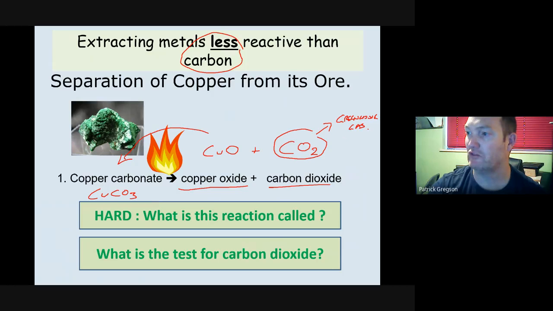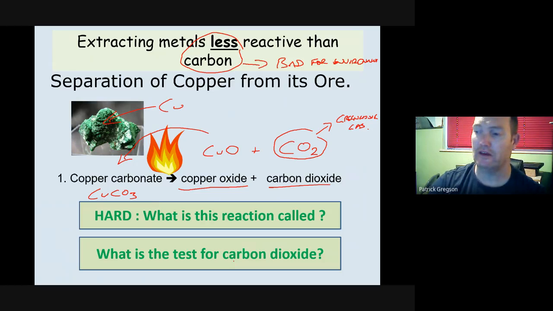So please make sure when you do extracting less reactive than carbon, you do a little arrow away, bad for environment. Okay, and straight away I was talking about things like copper, which we need lots of. Other things, we'll get onto those. I think they're on the next slide anyway.